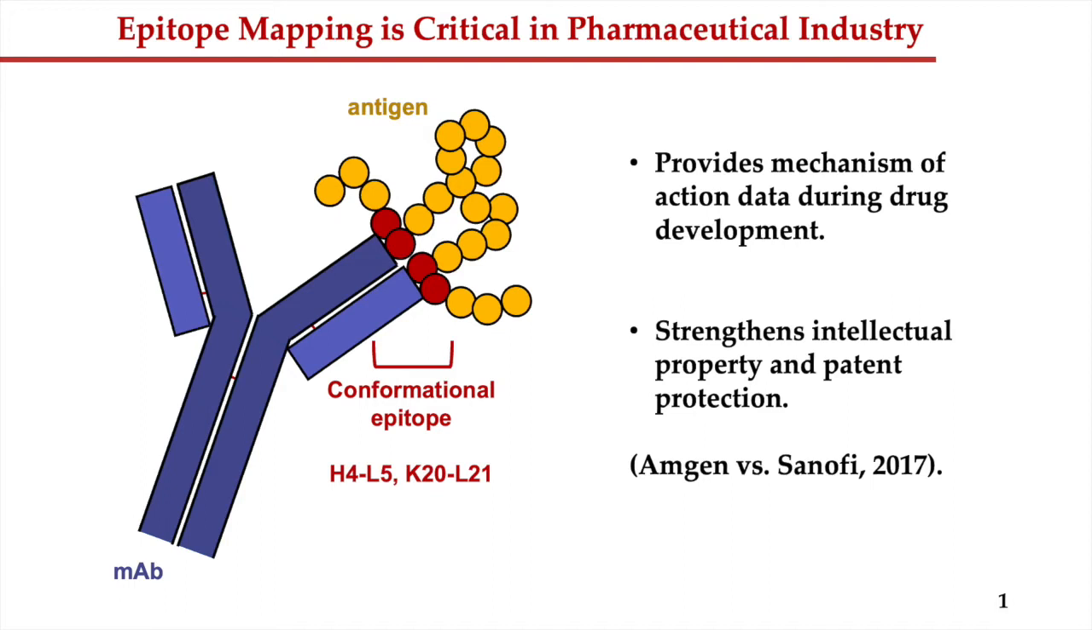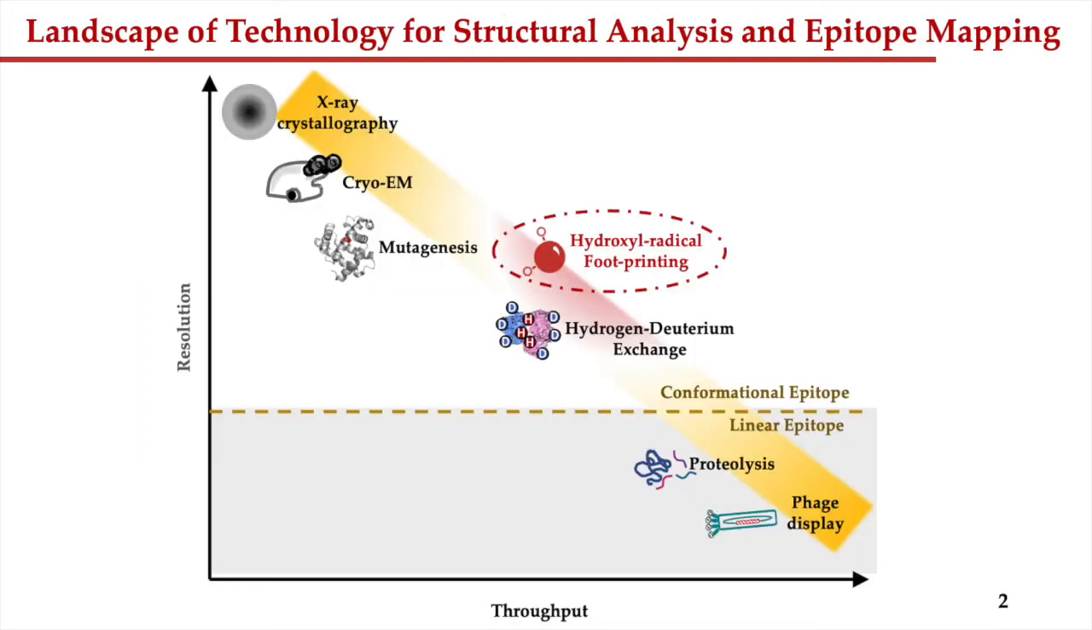Importantly here, 3D structure is very important, meaning mapping conformational epitopes, or a discontinuous set of amino acids where the antigen requires a tertiary structure to bind, often provides much stronger patent information and data than mapping of a linear epitope, or a continuous set of amino acids. And the monoclonal antibody industry is $100 billion.